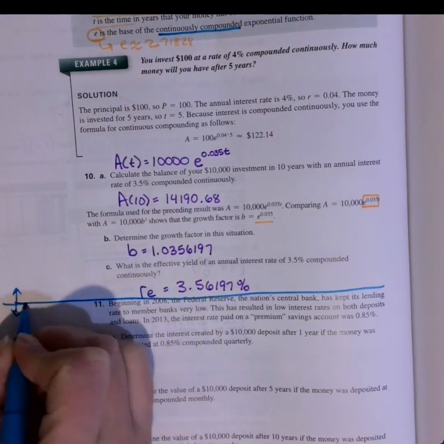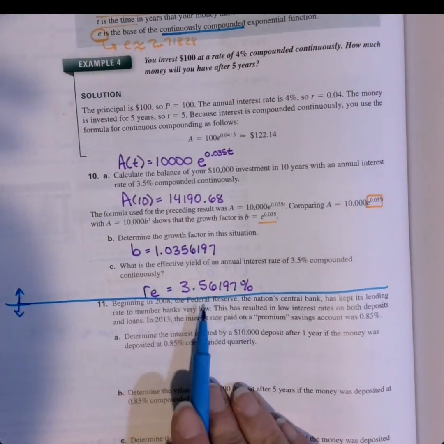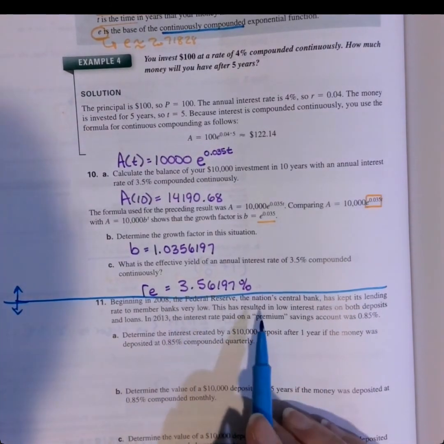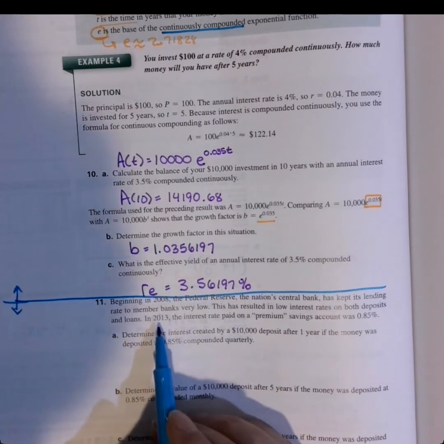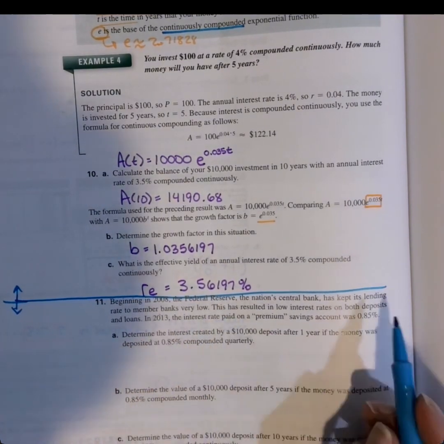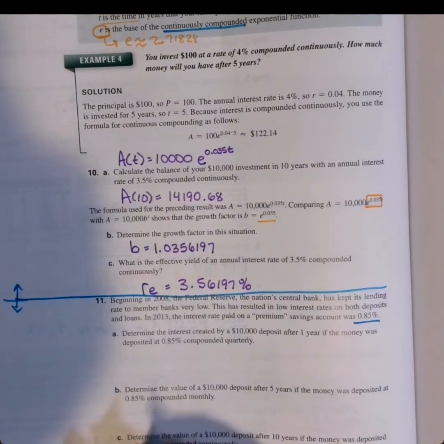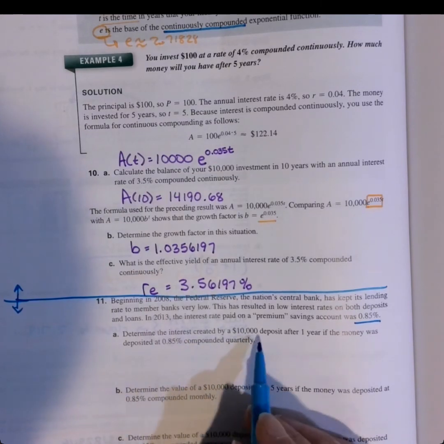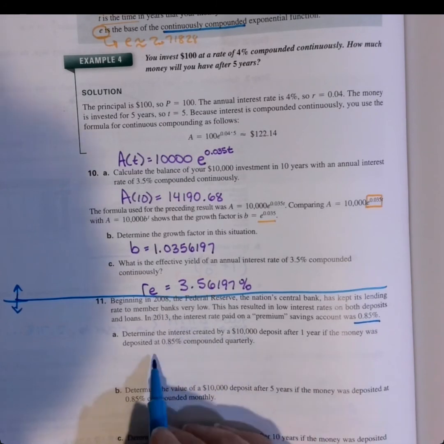Now we're starting a new situation. Beginning in 2018, the Federal Reserve kept its lending rate low. This resulted in low interest rates on both deposits and loans. So in 2013, the interest rate paid in a premium savings account was 0.85%. Determine the interest created by a $10,000 deposit after 1 year if the money was deposited at 0.85% compounded quarterly.